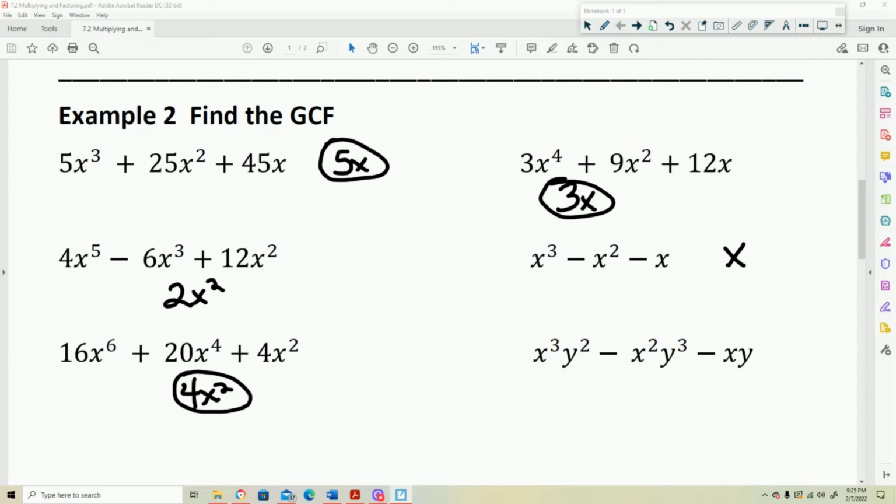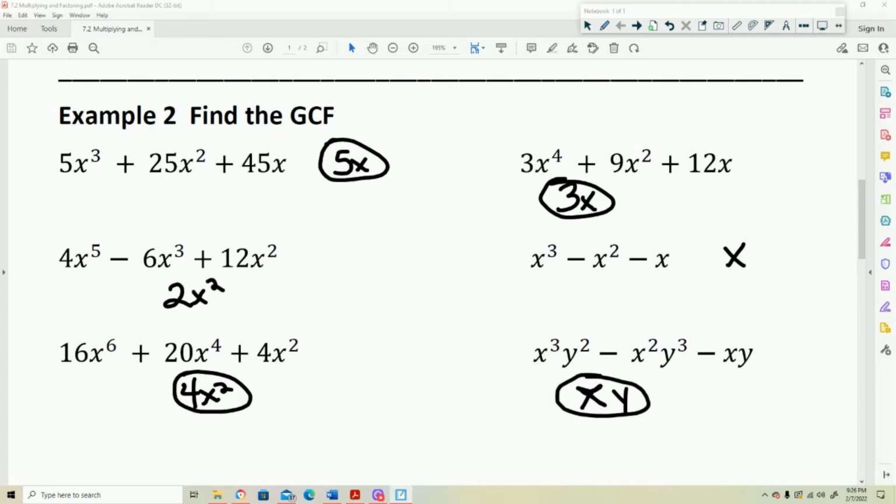Here, I'm doing each thing separately. So I'll look at all the x's, and they all have at least 1 x. So x is the x part of my answer. That's a very bad x. It got worse as I went along. Okay, this one has y^2, y^3, and y^1. So they all have at least 1 x and 1 y. So the GCF of this trinomial is xy.